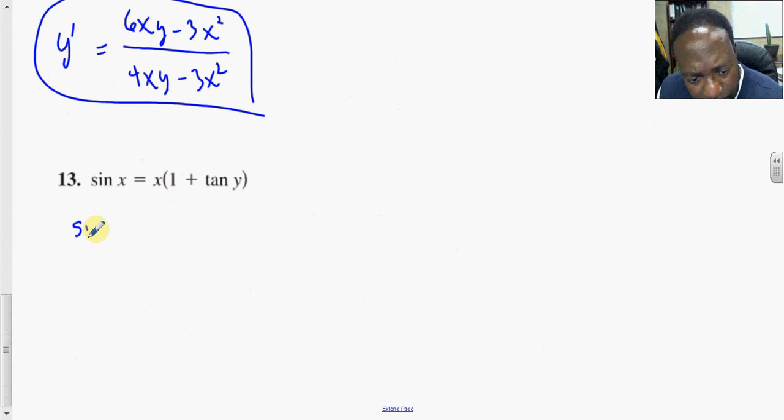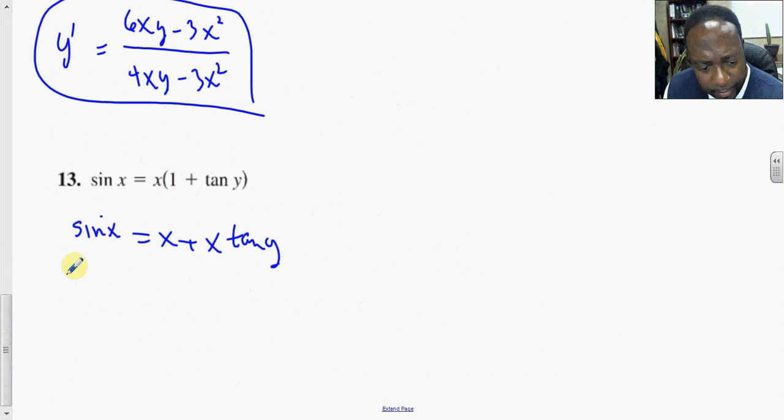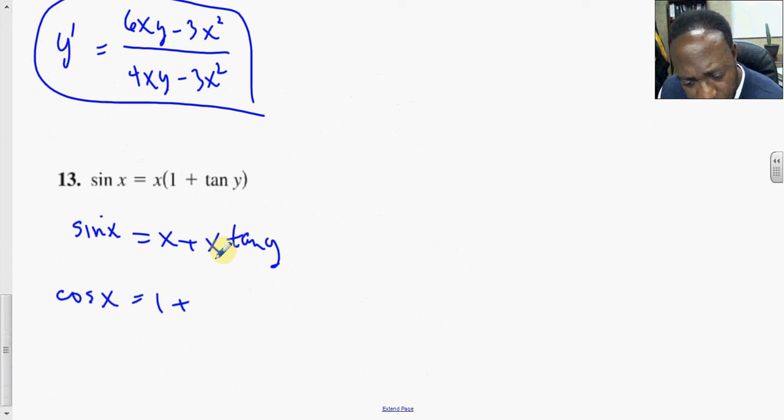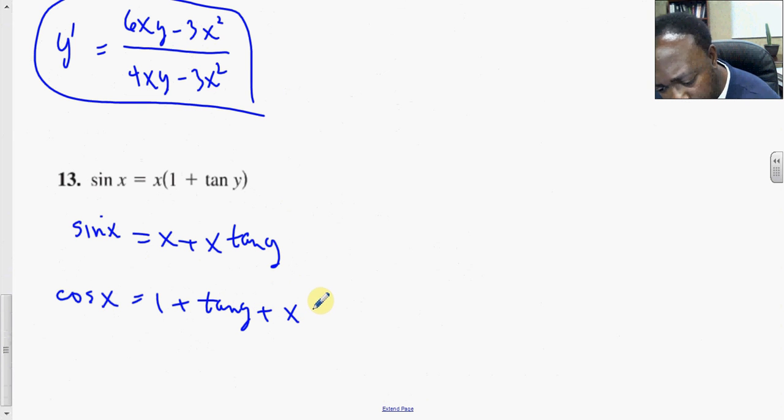Let's simplify this. This is sine x is equal to x plus x times tan y. Now we take the derivative everywhere. This gives us cosine x that's equal to 1 plus, use the product rule. The derivative of x is 1 times the second, tan y, plus the first times the derivative of the second, secant squared y times y prime.